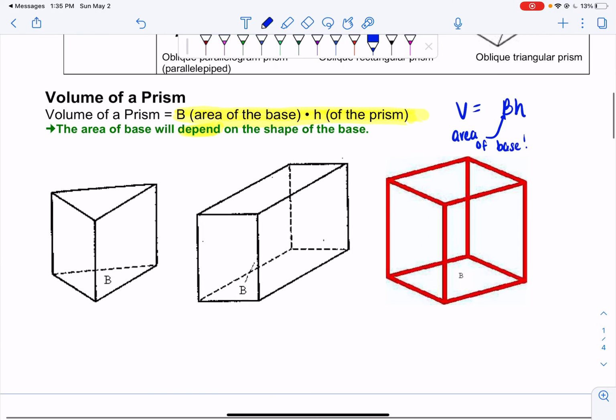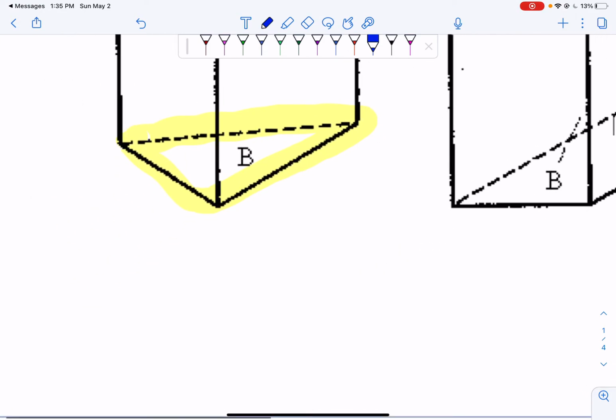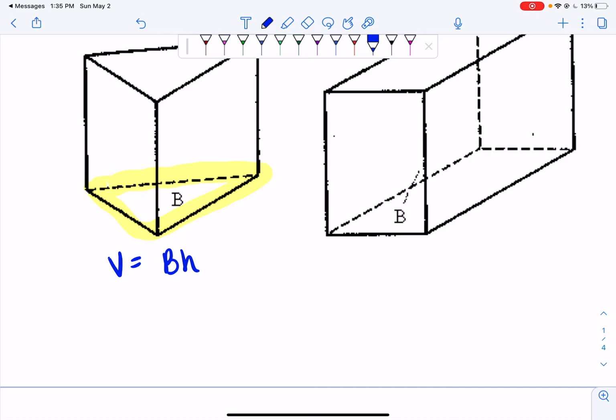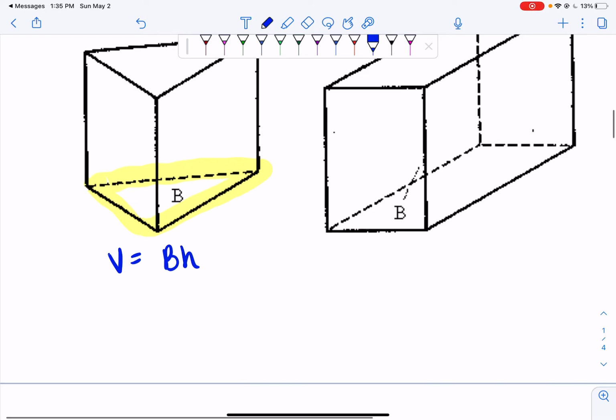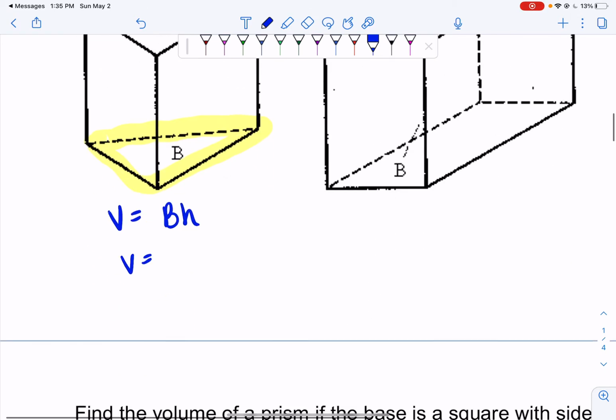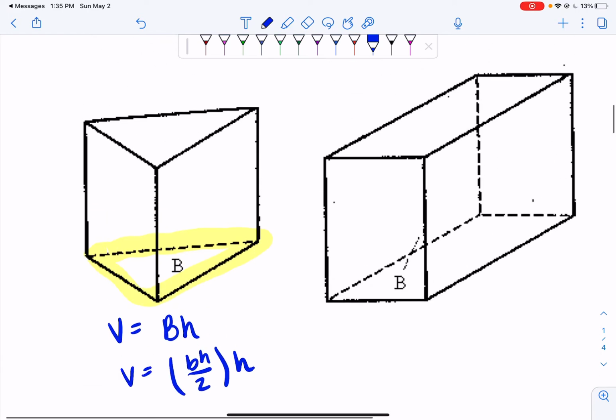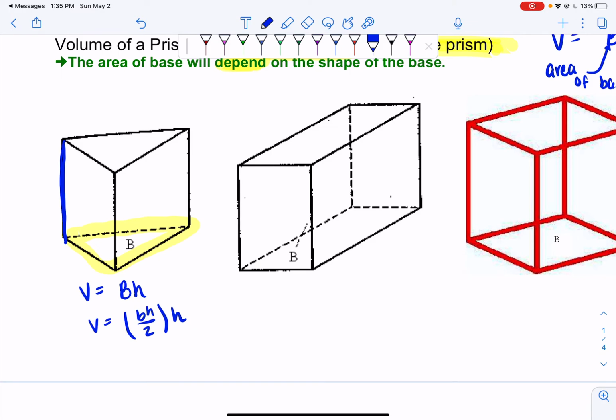Okay. So if I look at this image right here, this has a triangular base. And if I want to find the volume of it, I know my volume is equal to BH. And we just said that the B stands for the area of our base. And if our base is a triangle, we know the area formula for a triangle is base times height divided by 2. So then I would multiply it by my height. And in this case, I'm talking about this height of my prism.